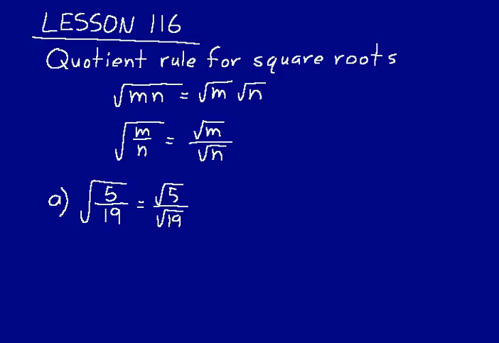It's not like that's incorrect to leave it like that, but when you see a problem like this with a radical sign and square roots in the denominator, you just have to remember that that's not the standard form. The standard form is to get rid of that square root sign in the denominator. And so all you do is multiply above and below by the square root of 19.